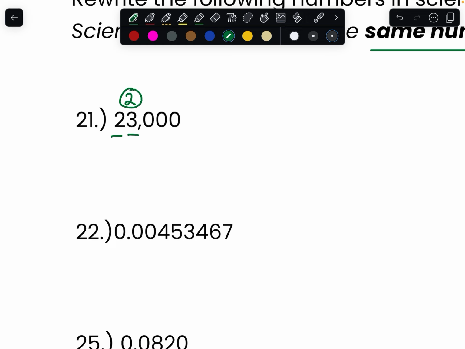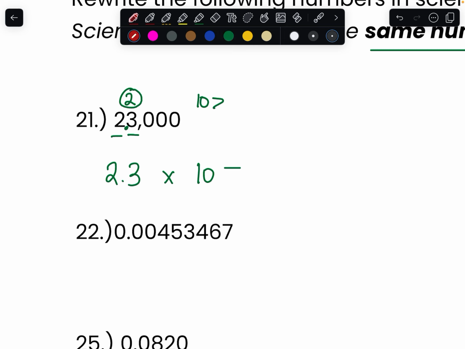Well, I know that my number here in decimal form is greater than 10, right? That means that when I put this in scientific notation, my first number is between 1 and 10. So I'm going to put my decimal between the 2 and the 3 here. Then I'm going to multiply it by 10 to the something. In this case, since my decimal form number is greater than 10, my exponent will be positive.